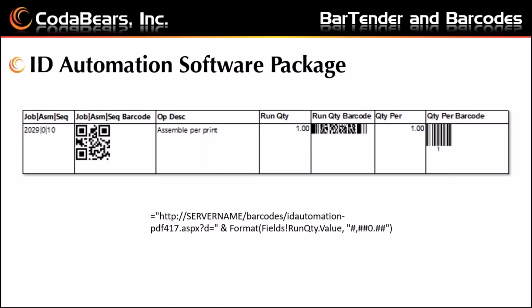Automation software needs to be installed, and CodaBears sells the software. Different fonts can be used. The 3 fonts are shown here. Barcodes are set up using a background image that includes an expression for the connection to the ID automation software. So you're actually connecting to where your ID automation software is located on a server, and then putting in additional information to tell which kind of barcode and what field you want represented in the barcode.